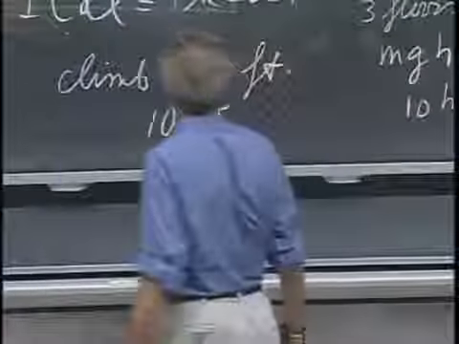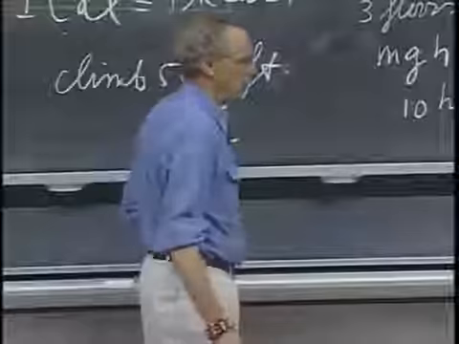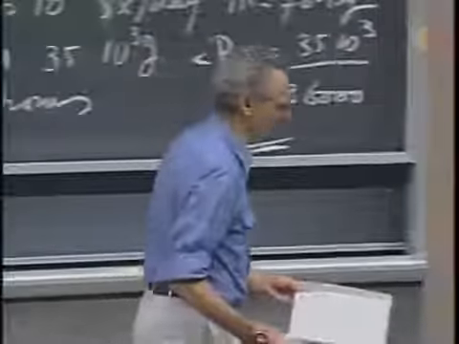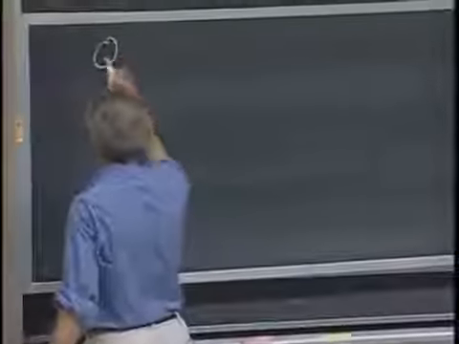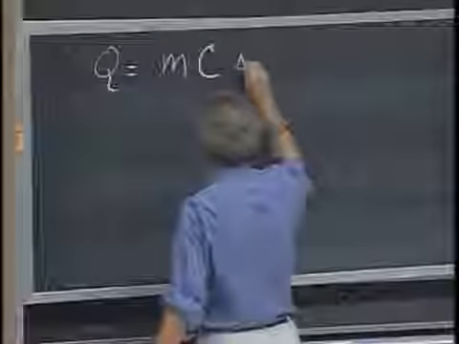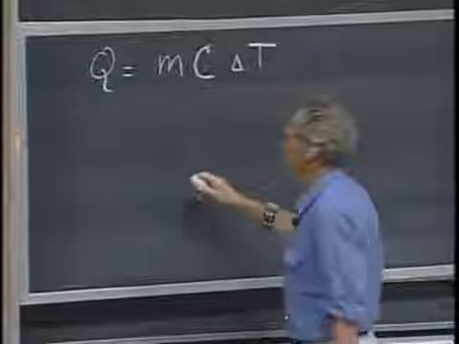Suppose I wanted to take a bath, and I want to calculate how much energy it takes to heat a bath. A wonderful thing to have. Well, we now know how to do that. Q is the number of calories. M times C times delta T, that's the equation.